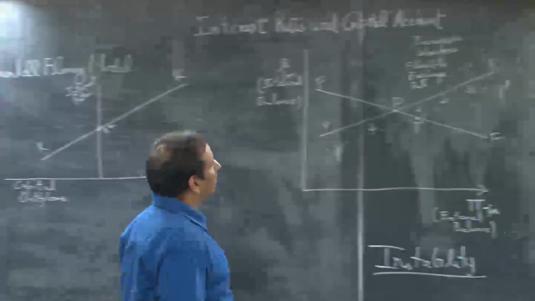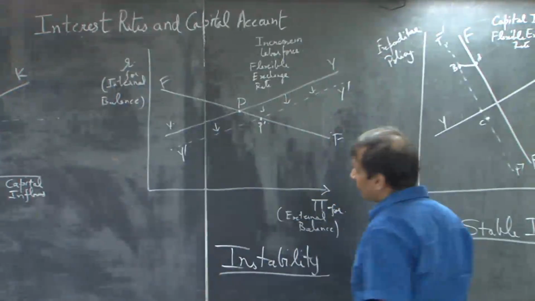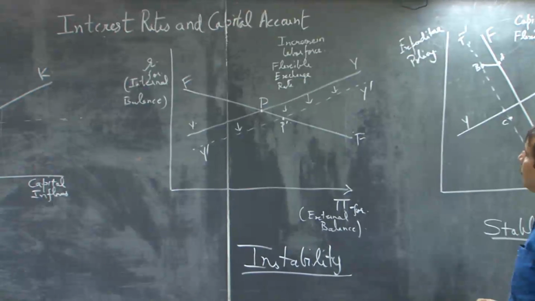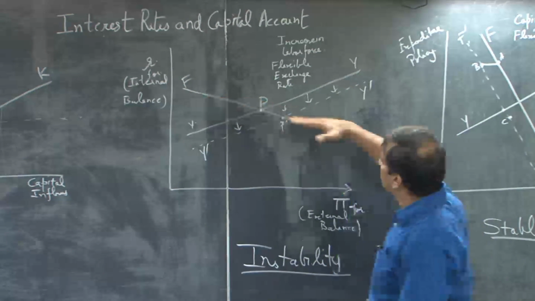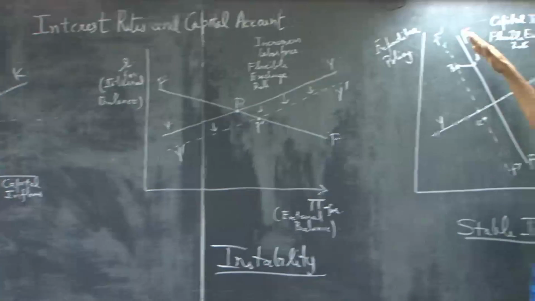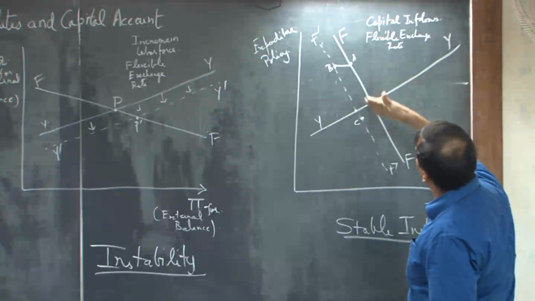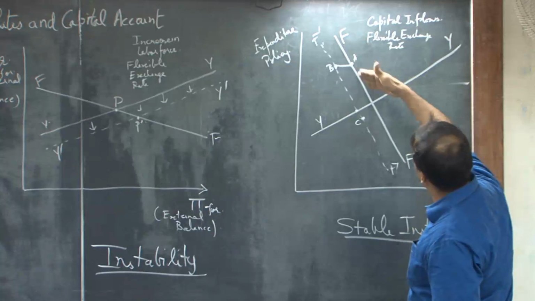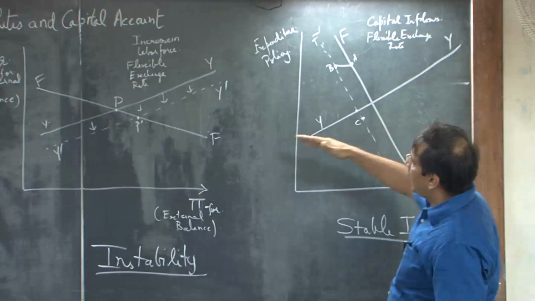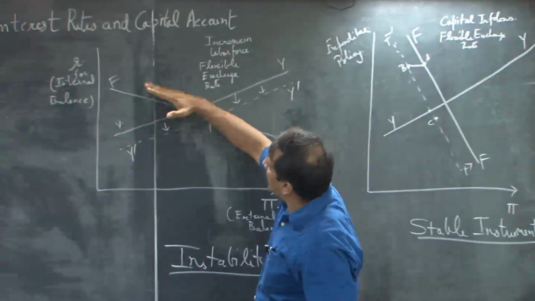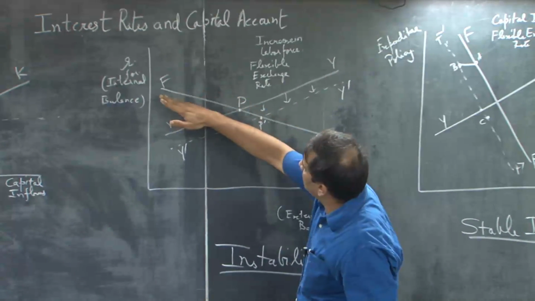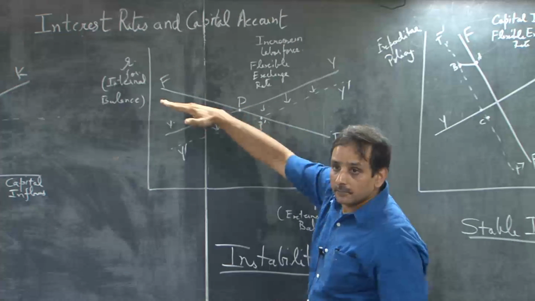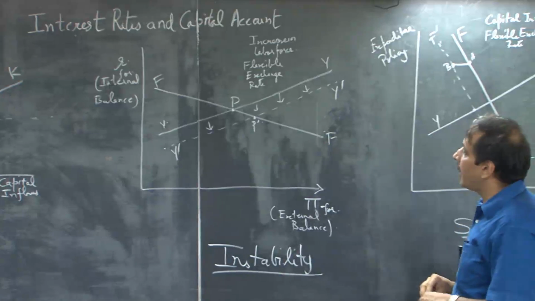Now when you have capital mobility, see what happens to this FF curve. Up till now we have seen that the FF curve takes a shape which is this, and here with capital flows the FF curve has a slope like this. It's flatter. Why?